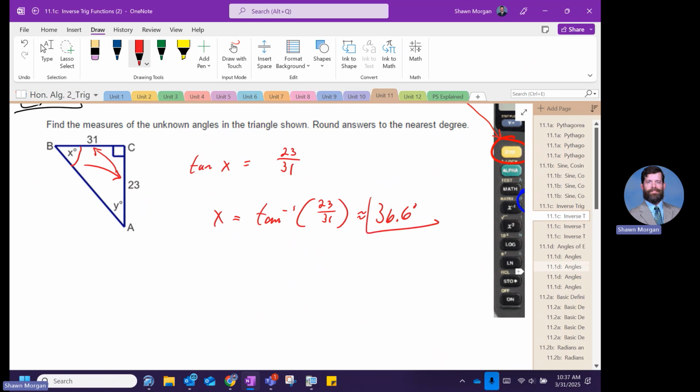Now, given that I'm uber confident that little x is 36.6 and I'm almost out of time, don't rerun, but use your geometry background to tell me what's big A, little y. Think complementary. Beautiful. 53.4 degrees because they're complementary to 36.6. And we could, of course, check that by doing the inverse tangent of what? 31 over 23. Good.